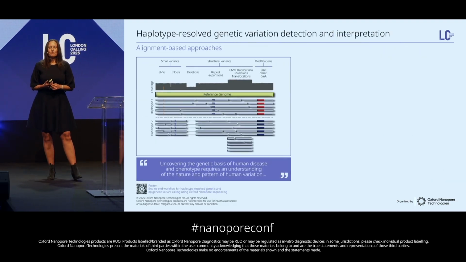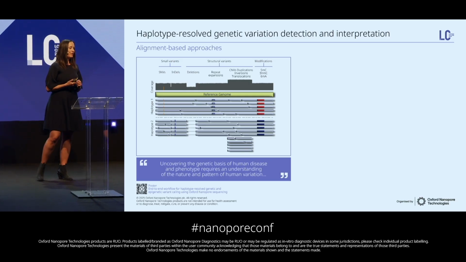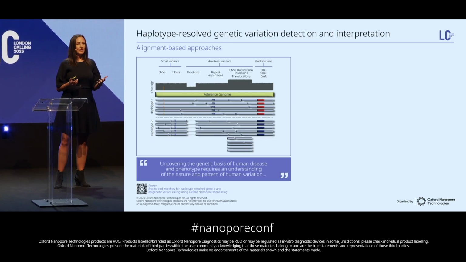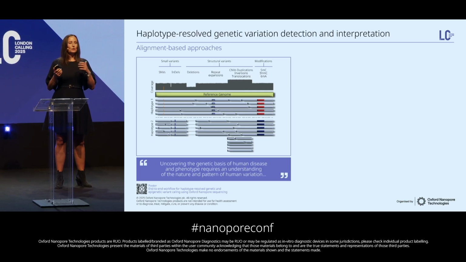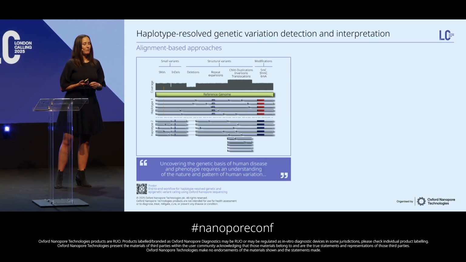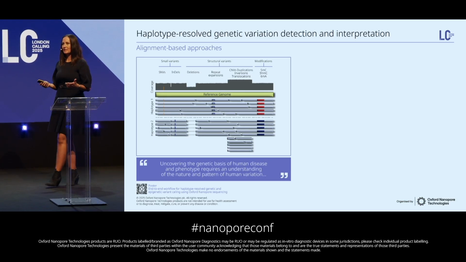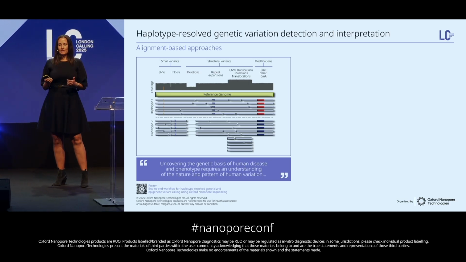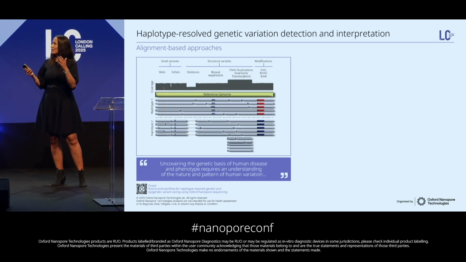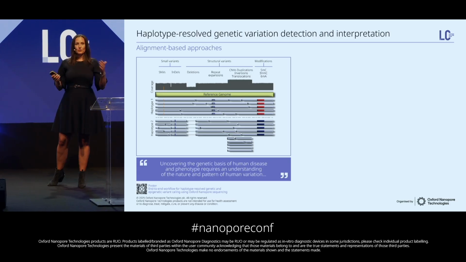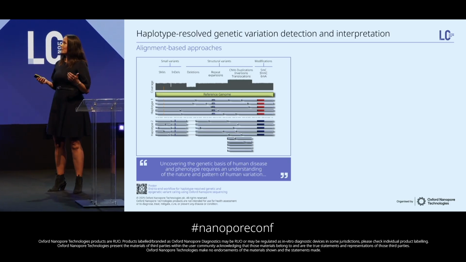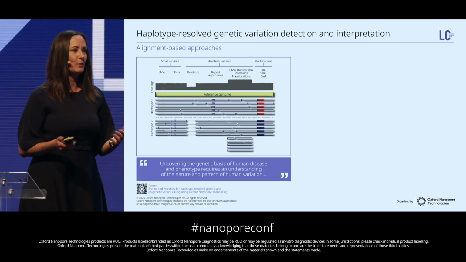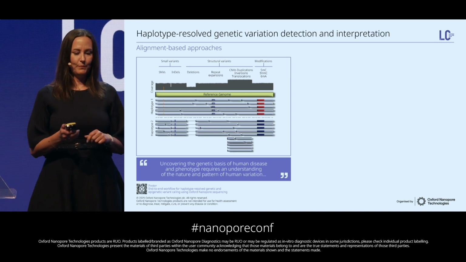When we think about haplotype resolved genetic variation detection, we usually do it in an alignment-based approach. What we mean by that is we have a reference, we align the reads to the reference, and we can call all the different variants. So here we're showing a made-up example where aligning to this reference, we can call small variants, structural variants, and modifications. And that works really well for a big part of the genome.